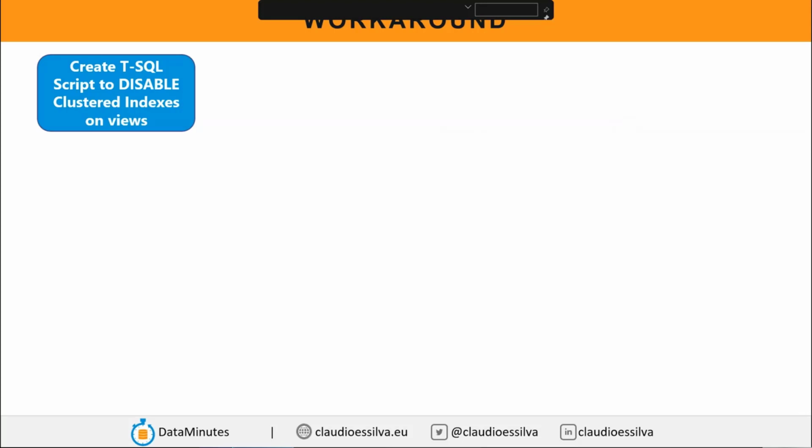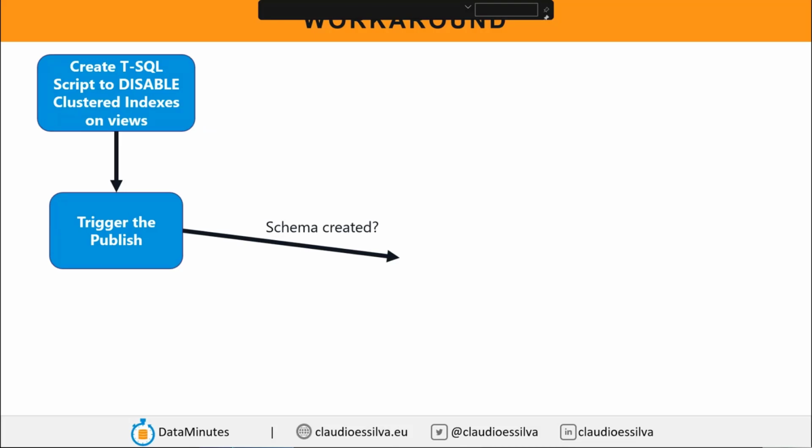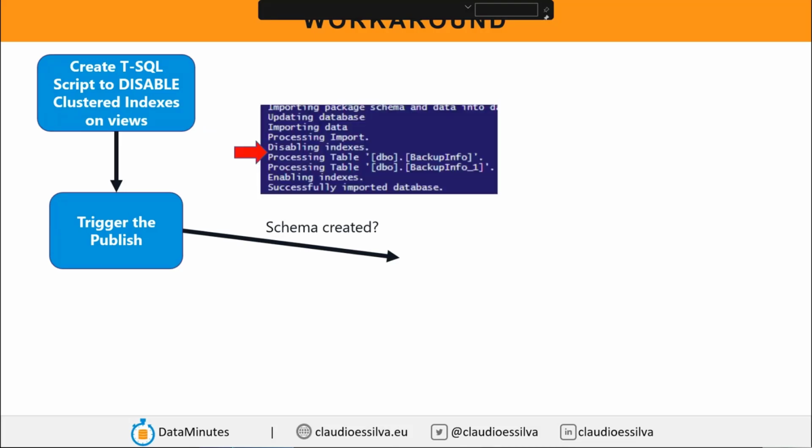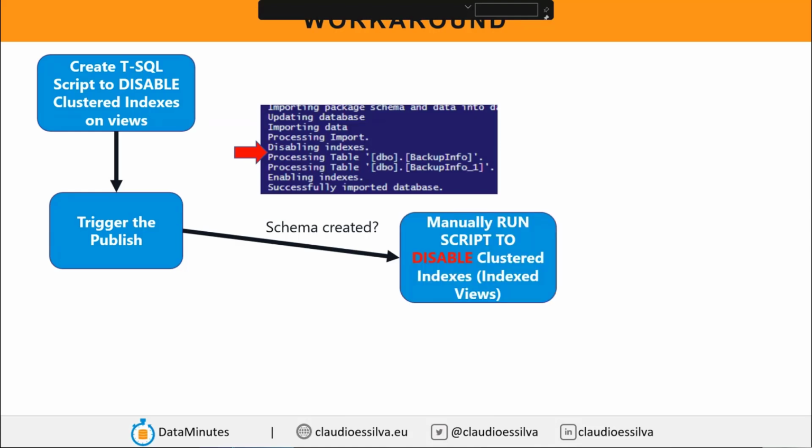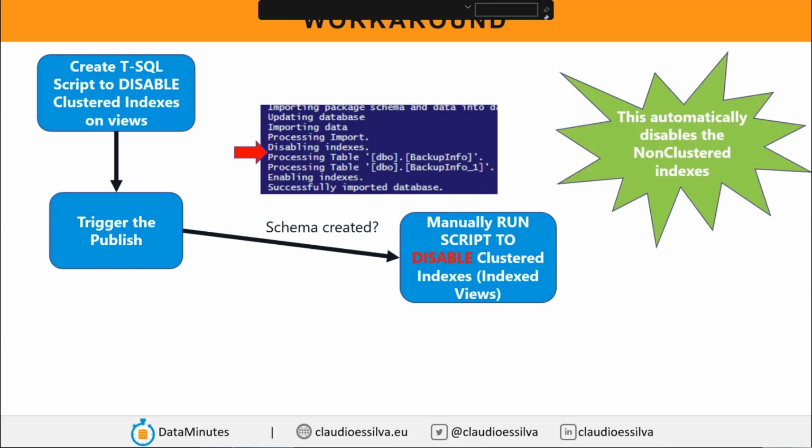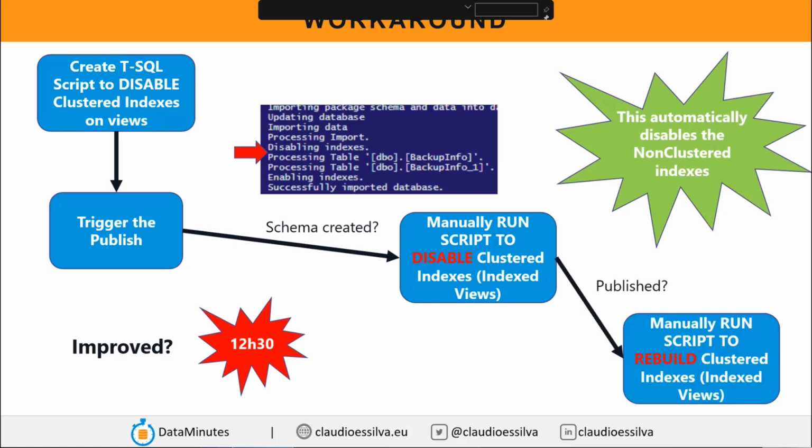was to create a T-SQL script to disable the clustered indexes on the views. I trigger the publish after the schema is created, and you can check that on this part, when the disable index stops and then we start processing the tables. I run the script on the destination database to disable the clustered index on the views. Therefore, this automatically disables the non-clustered ones. And did it improve? Yes, it took just 12.5 hours. And after this was published, I can run my script again to rebuild and reactivate my indexes.